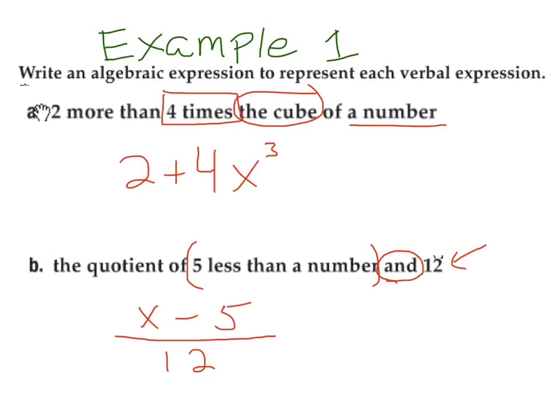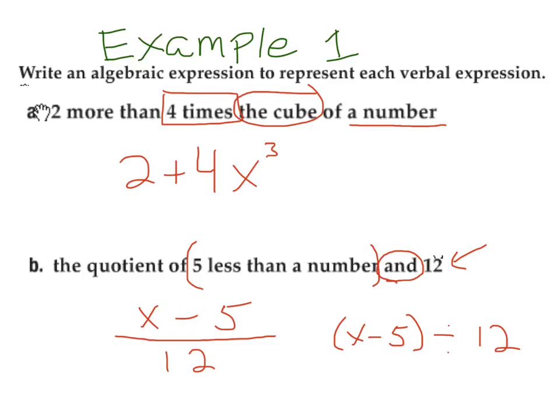The 5 less than a number part is before my "and." That tells me that it's on the top of my quotient, on the top of my division problem. I could also have written it as x minus 5 divided by 12. And again, the 5 less than a number being before the "and" tells me that that's first in the equation, and that I'm dividing then by what's after the "and," which is 12.